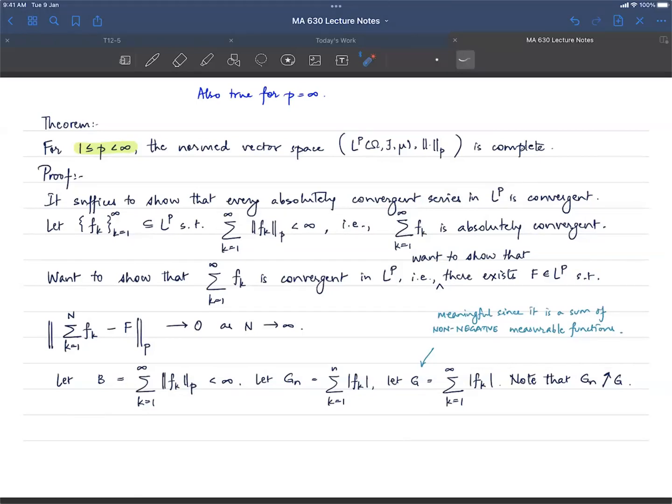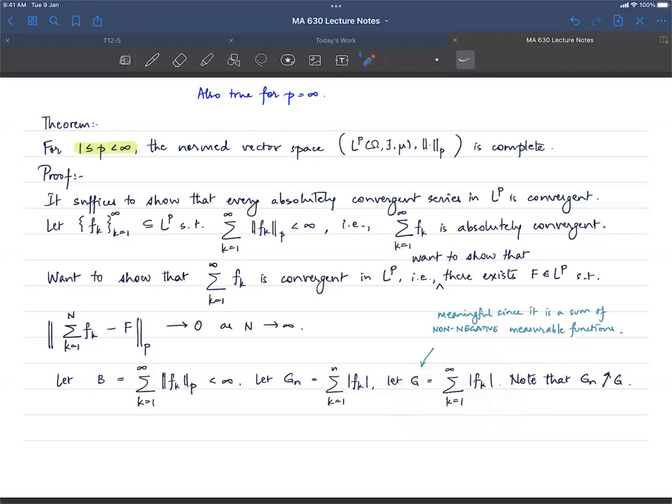Okay, now I'll do the following. Let G_n be the sum k going from 1 to n of the absolute value of f_k. Why is this function well defined? It's a finite sum of non-negative measurable functions. That is well defined. Now let G be the sum k going from 1 to infinity of the absolute value of f_k. Why is this meaningful? The answer is there on the screen.